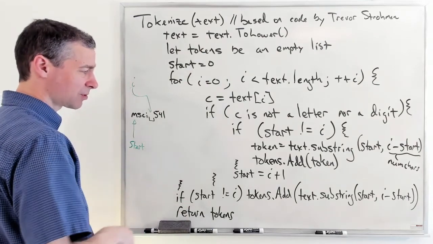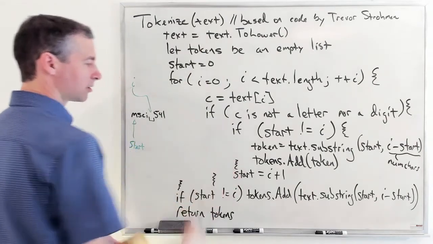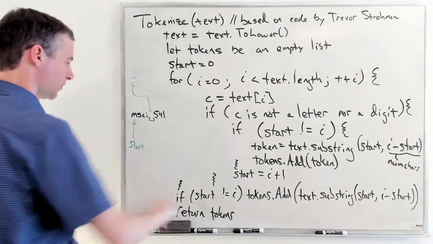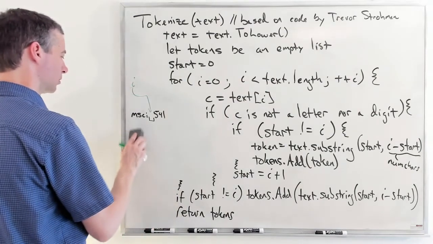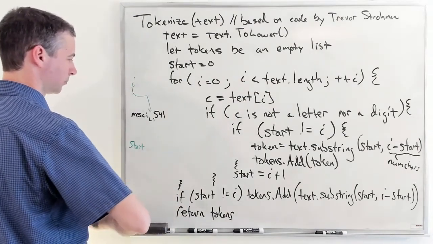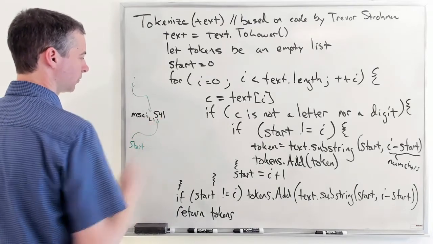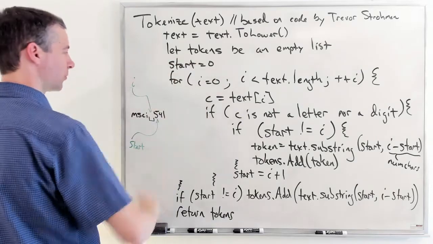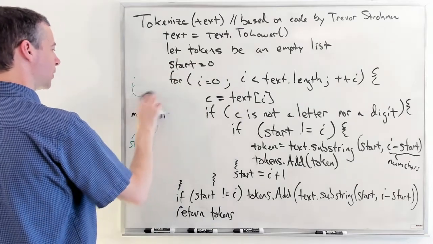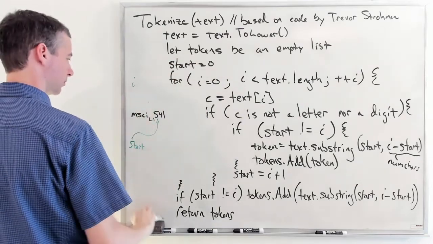And then what happens? Well, now we're here. And so this shifts start to 1 past I, so start ends up looking at 5. Then we come and do the for loop, and I moves up to the 5.